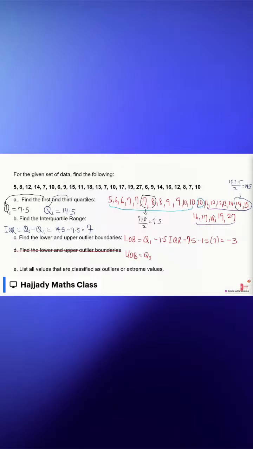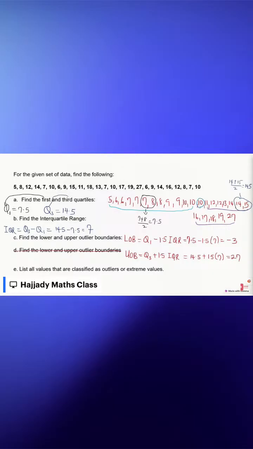And for the upper outlier boundary, I'm going to use UOB. The formula is Q3 plus 1.5 multiplied by the interquartile range. And Q3 is 14.5 plus 1.5 multiplied by 7. And this gives 25. So the lower outlier boundary is -3 and the upper outlier boundary is 25.